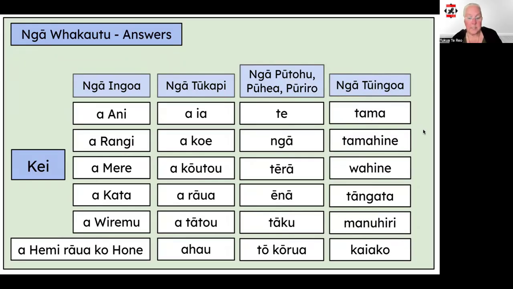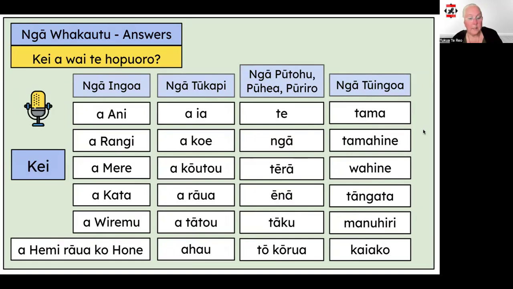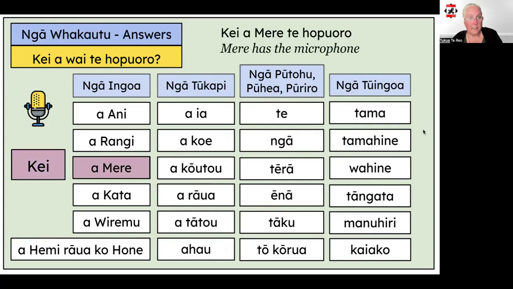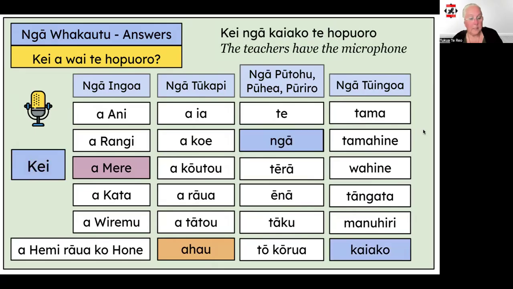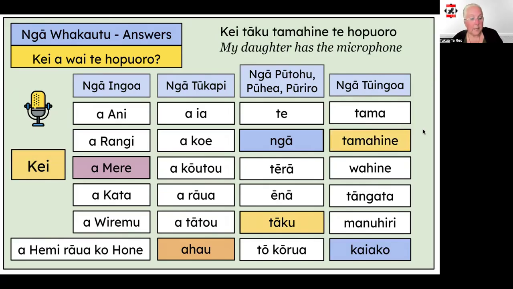Okay, let's start building some sentences now. I'll use the microphone as our example. Kia wai te hopu oro. I'll do one of each. First one, kei a Mere te hopu oro. Mere has the microphone. Next one, kei a au te hopu oro. I have the microphone. Kei ngā kaiako te hopu oro. The teachers have the microphone. And the last one, kei tāku tamahine te hopu oro. My daughter has the microphone.